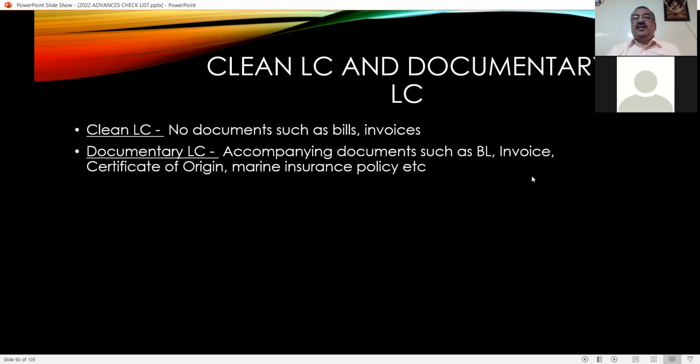Then the documentary LC has to be accompanied by documents like bill of lading, invoice, certificate of origin, and marine insurance, because the goods have to come from the foreign country, since you are the importer. If it is from the UK, then that is the certificate of origin, and you have to get this certificate. If the goods are transported by shipping, then you have to produce the marine insurance policy. Any LC issued based on documentary evidence is called a documentary LC.